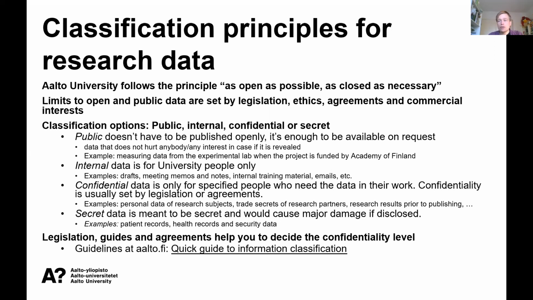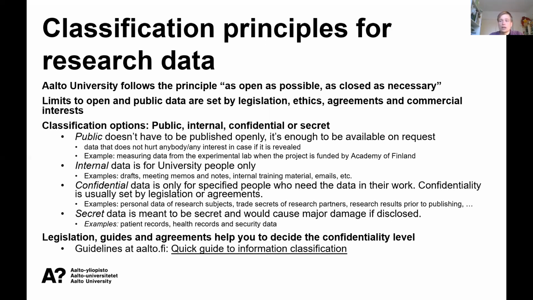And we therefore also need to classify the data so that we know, is this certain file, certain information, certain document something that can be shared widely, openly, public? Should it be only shared within Aalto or only with a restricted number of people? And if it's very sensitive data, in a way that it might lead to some real damage if you expose it to a wider audience, then it might even be classified as secret. So the basic classification options in Aalto are public, internal, confidential, or secret.